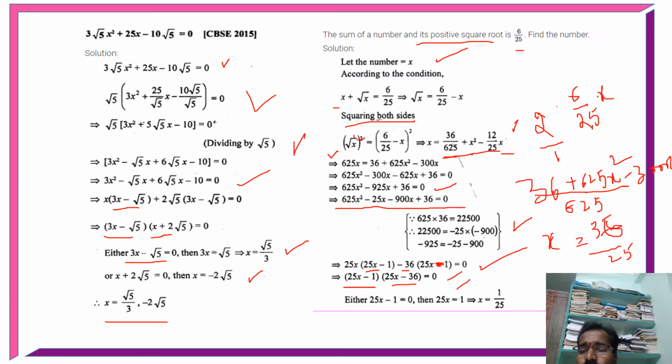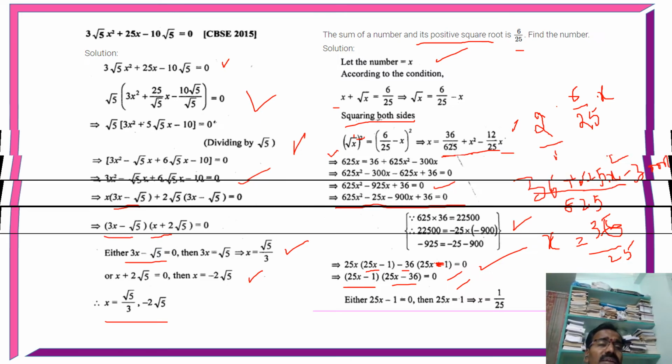So we need to apply the splitting of the middle term method or else the quadratic formula. So we'll go with the next example, students. The required number is generally negative, which is not possible. Sorry, positive: 1 by 25 or else 36 by 25. Both are positive, because a positive square root is given. The square root of negative numbers is not possible in the real number system. Let us go with the next slide.